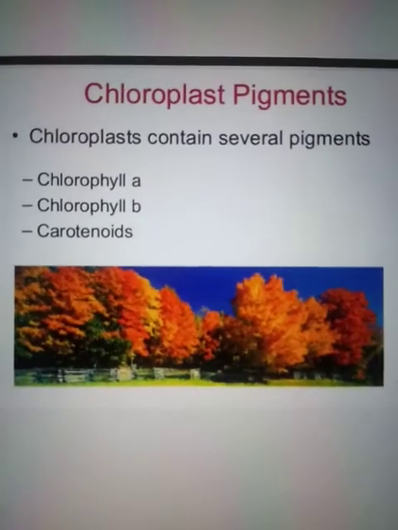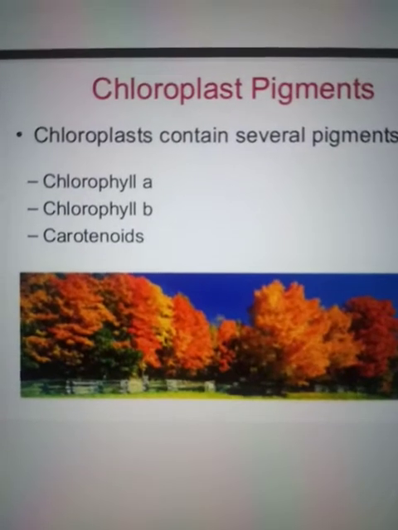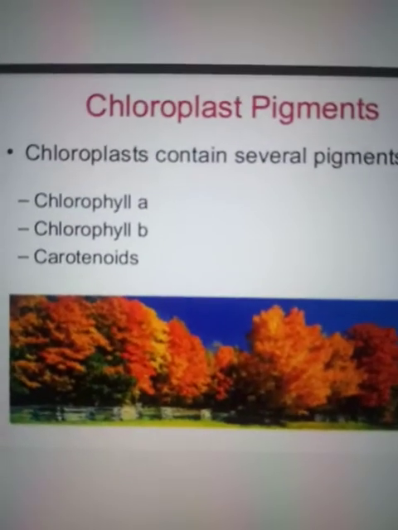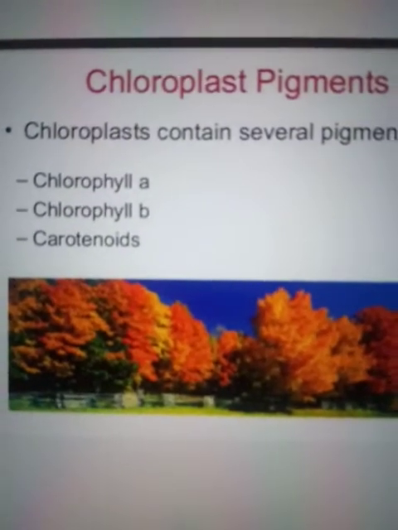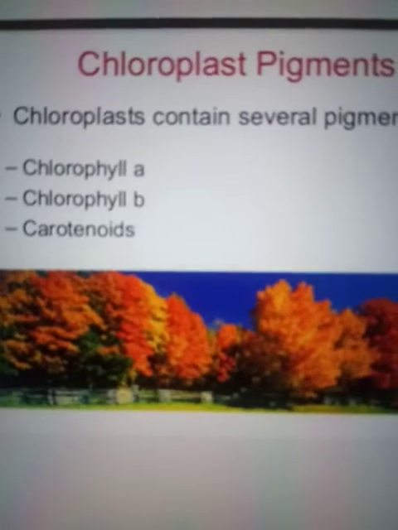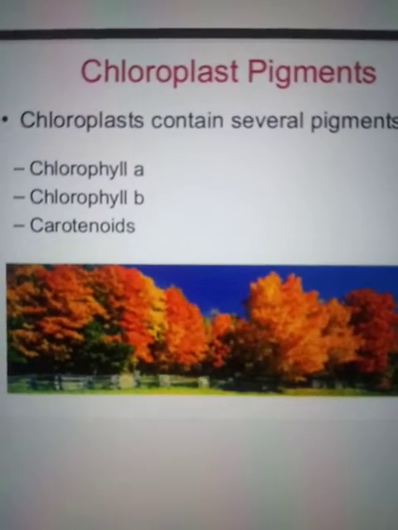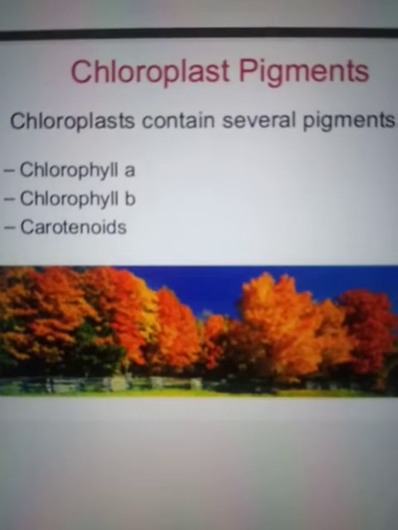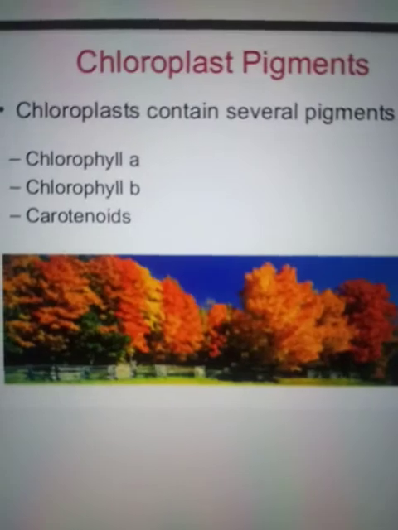Now let us see what are the different types of chlorophyll found in the plants. The various chlorophyll pigments which are mentioned in your book are chlorophyll A, chlorophyll B, carotenoids, and also xanthophylls. Because of these several pigments, it appears in different colors. Chlorophyll A and chlorophyll B are the main ones which are found in all the green plants. Carotenoids are responsible for the color of fruits and flowers in the plants.